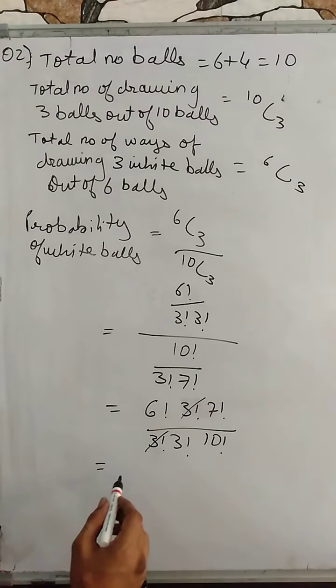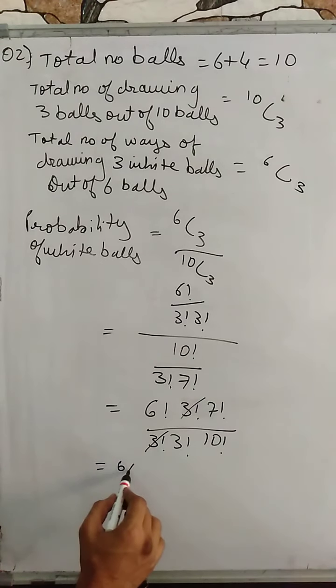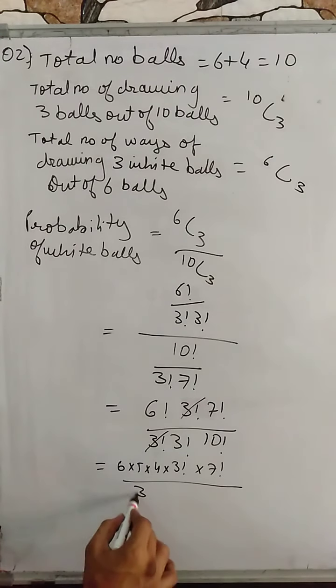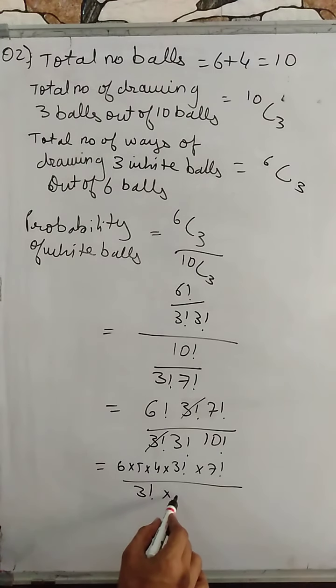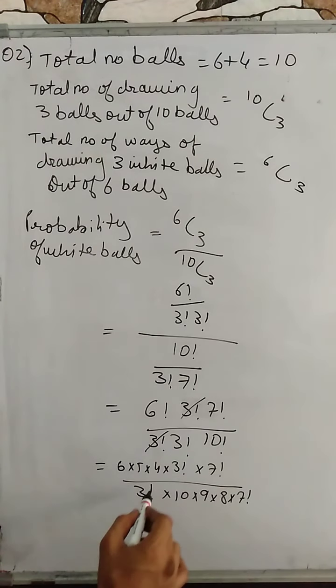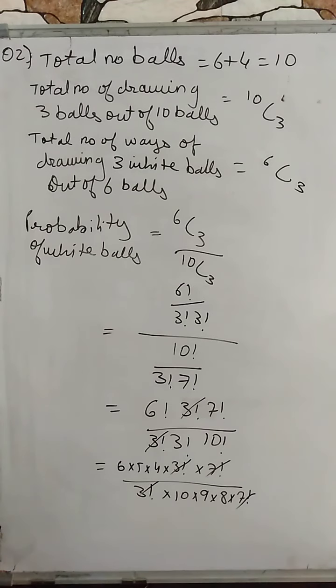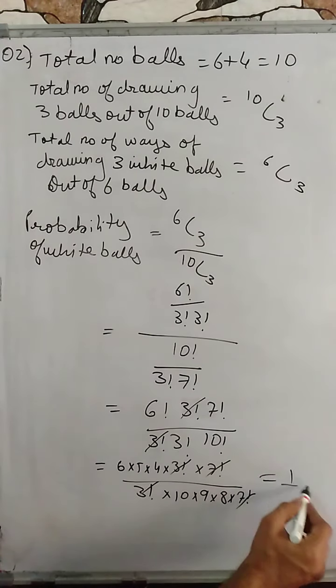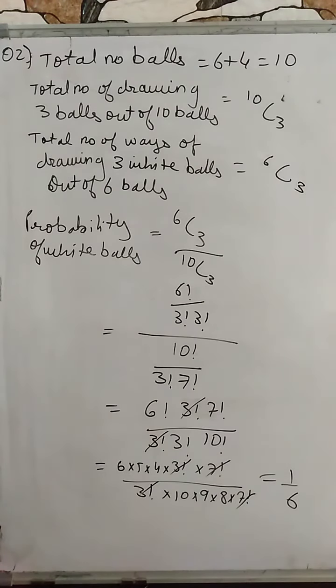6 factorial can be written as 6 into 5 into 4 into 3 factorial, and 10 factorial can be written as 10 into 9 into 8 into 7 factorial. Let's cancel all the factorial terms first, and we get 6 into 5 into 4 upon 10 into 9 into 8. On simplifying this, you get the value as 1 by 6. So your probability of getting 3 white balls is 1 by 6.